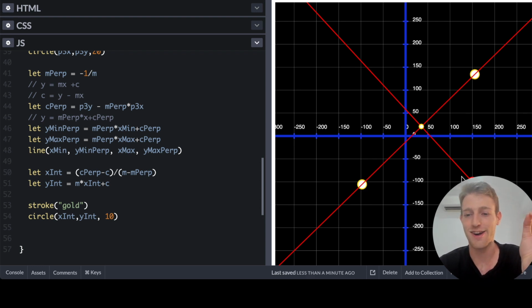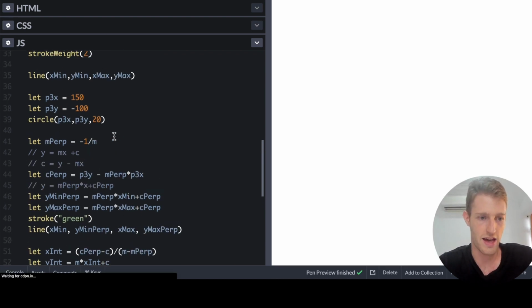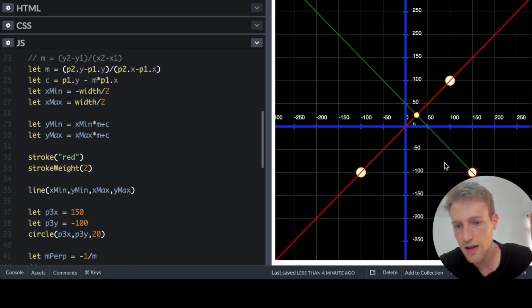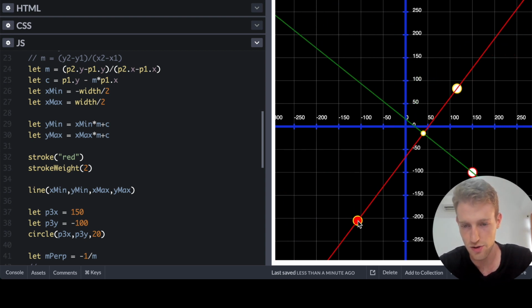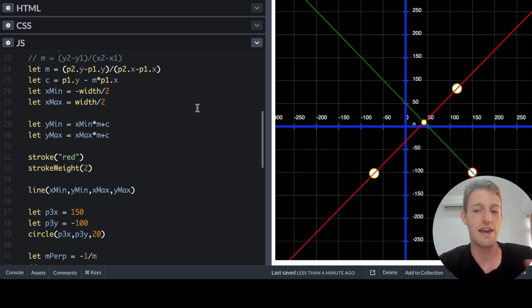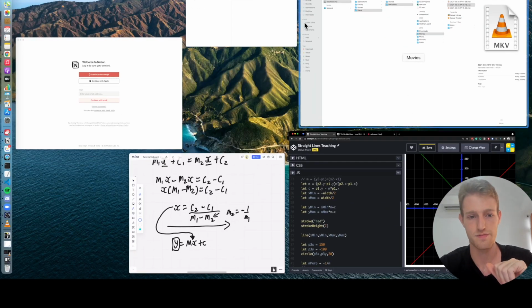How now do we take this a step further and reflect this point along this line? Let's go ahead and just change some colors. Let's make the perpendicular line green. And let's make sure we keep those circles. Let's see, what does that look like? Okay, cool. We have a lot of colors going on. But now you can see the red line is our original line and the green line is our perpendicular line. Let's see how we can take this a step further and find the reflected point.